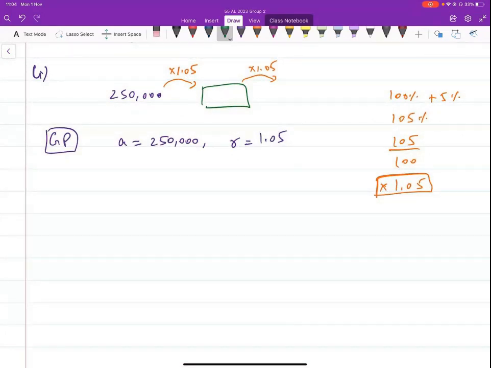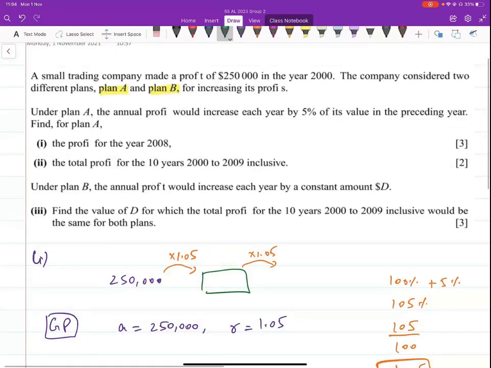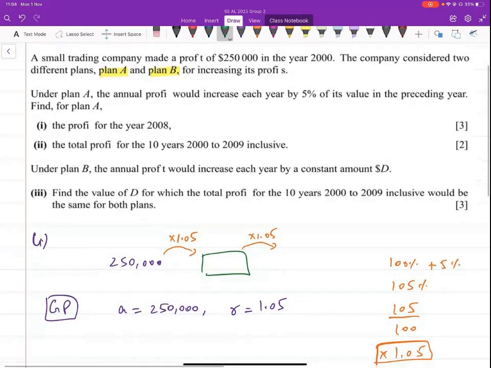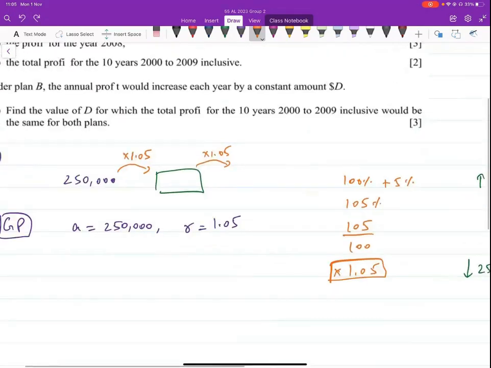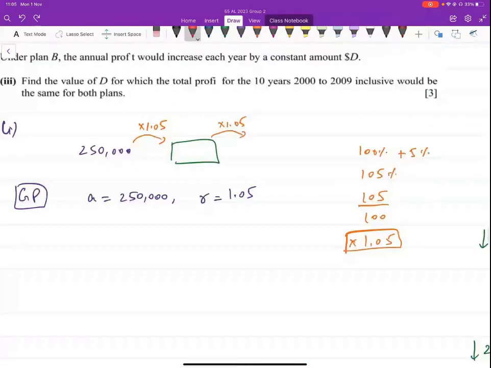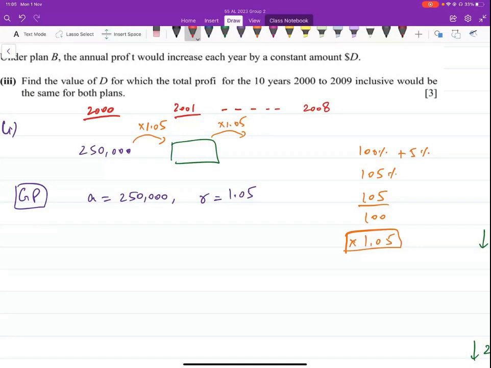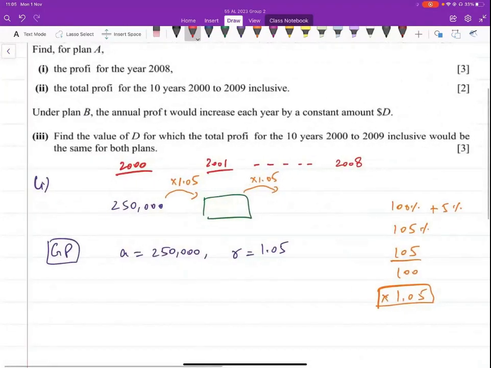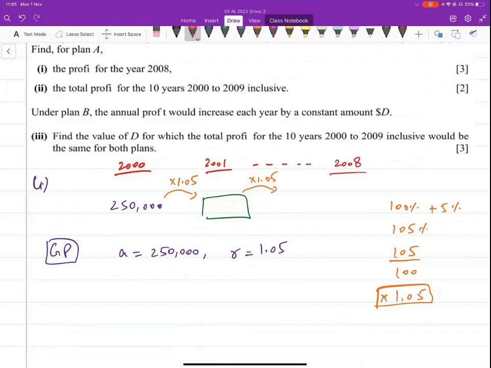So now we've got this geometric progression, and the first term is 250,000, and the ratio is 1.05. Now let's see what we are asked to find there. It says for plan A, find the profit for the year 2008. 2008 का profit निकालना. Where did we start from? We started from the year 2000. The next would be 2001 after that, of course. And it keeps going on until 2008. We want to figure out what the value is for the year 2008.